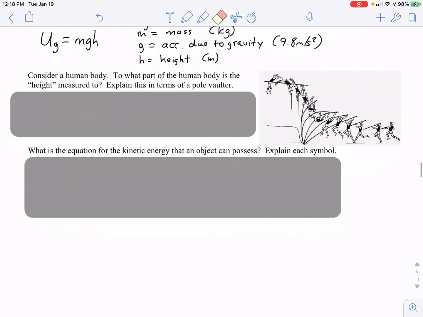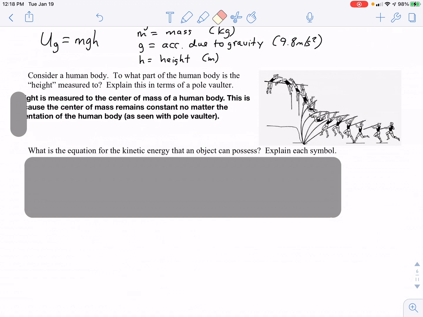Consider a human body. To what part of the human body is the height measured to? Explain this in terms of a pole vaulter. Well, height is measured to what's called the center of mass of the human body. That is because you can take a human body and twist it, turn it, rotate it, but the one thing that will never change is the center of where all of our mass is concentrated. And that center of mass is going to remain at the same spot no matter how we orient a person's body.